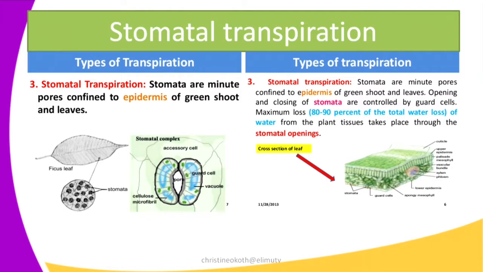The openings and closings of stomata are controlled by the cells which we have mentioned earlier that are called the guard cells. So maximum loss, 80 to 90% of the total water from the plant tissue, takes place through the stomata opening. So a large percentage of water loss takes place through the stomata, roughly 80 to 90%, while the other percentage is through the lenticels and the cuticle. So those are the three types of transpiration.